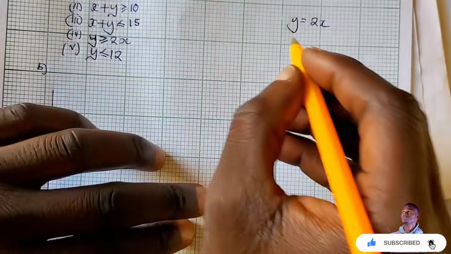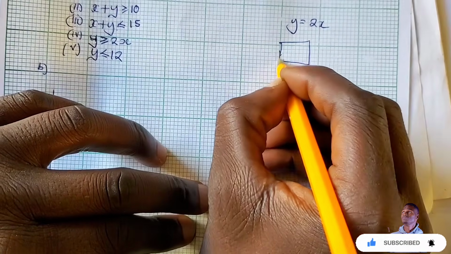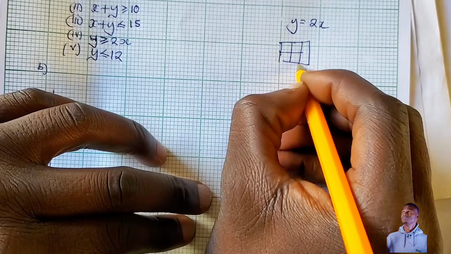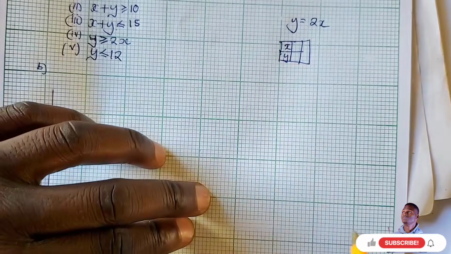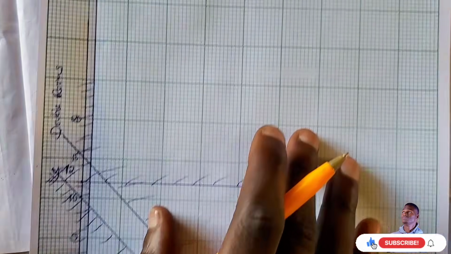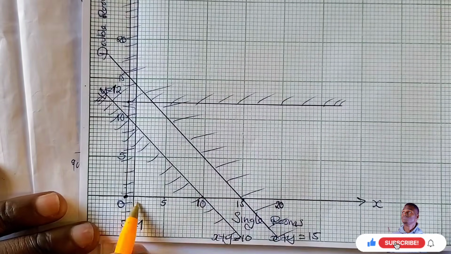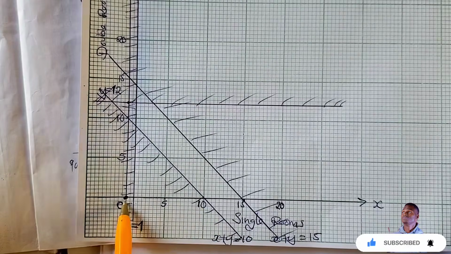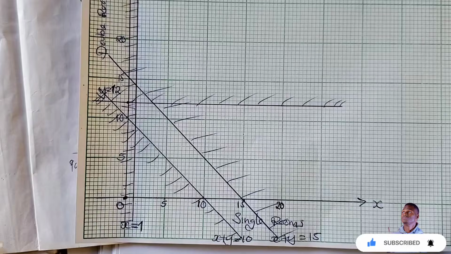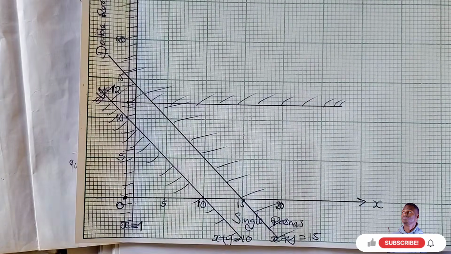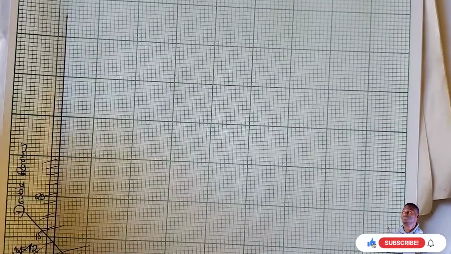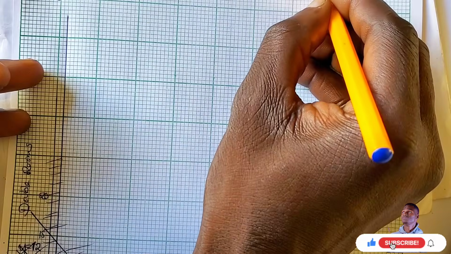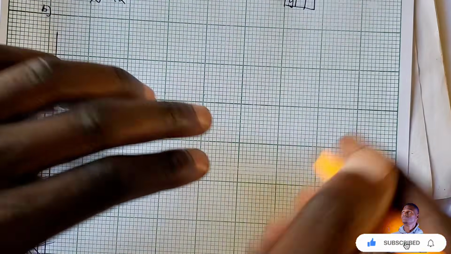How do you solve this one easily? Just form a simple table, x here and y. Then get any two coordinates on the x-axis. You can get 10 and the first two, 0 and 5, 5 and 10, whichever. Let's get 0 and 5, it's fine. 0 here, 5.